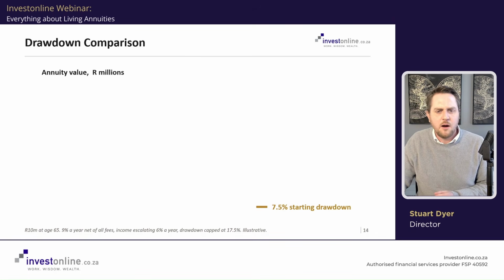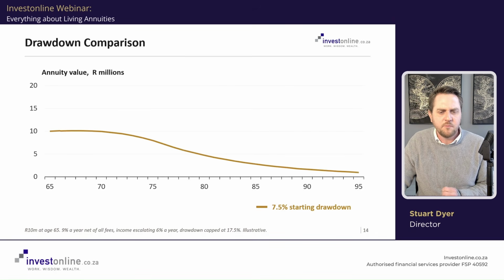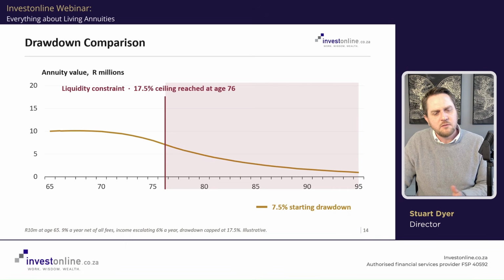And now if we had to do a higher one at 7.5%, as you would expect, the capital comes down earlier, and that liquidity constraint is actually hit as quickly as 11 years after retirement. So your capital is still there. It looks like you potentially still have around 7 of your 10 million rand at age 76, but at that point your income is going to start to reduce, which is potentially a problem if that's your main source of income to fund your lifestyle and your expenses.